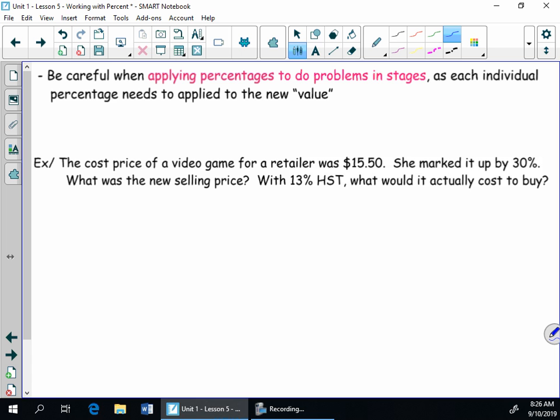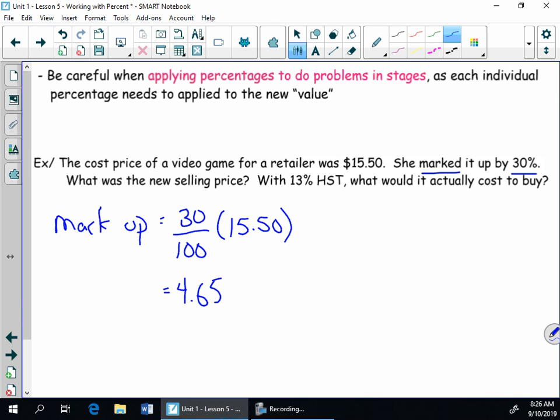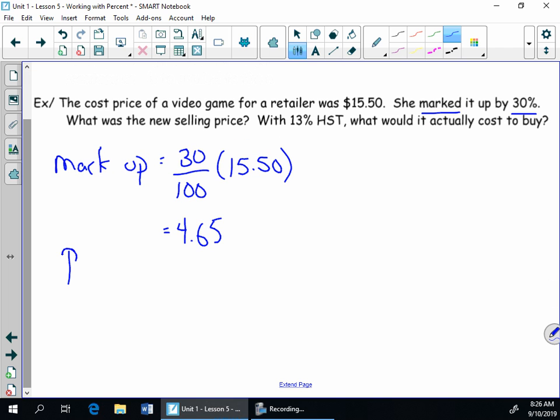The cost price of a video game for a retailer was $15.50. She marked it up by 30%. What was the new selling price? Okay, let's do that. Markup, we know how to do that. It is 30%, so 30 out of 100 times our original price, $15.50, gives us $4.65. And what's the price? Our price is $15.50, what we started at, plus the markup. Markup makes things go up.